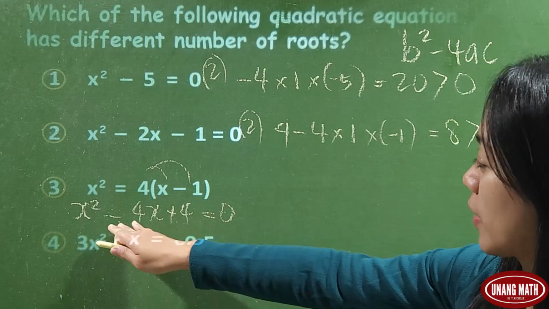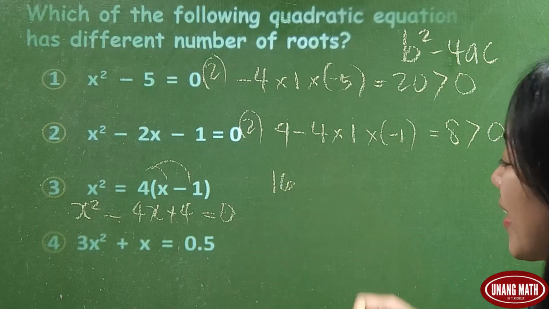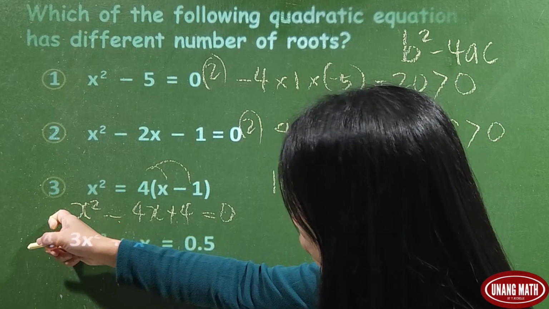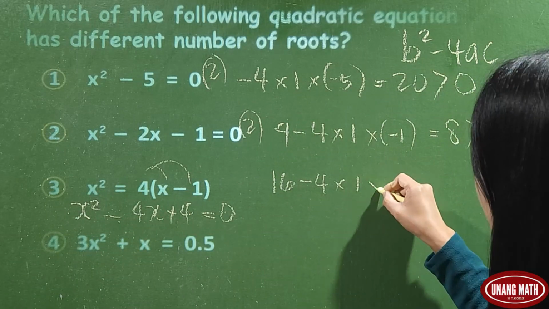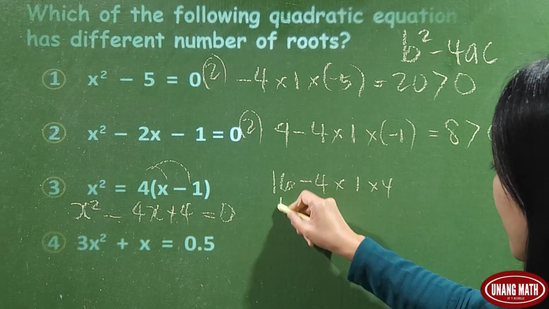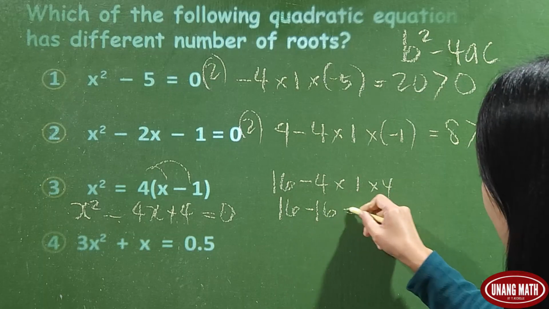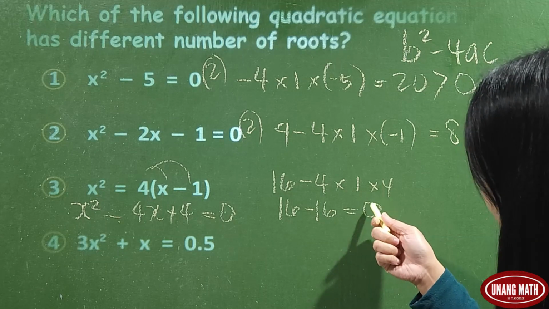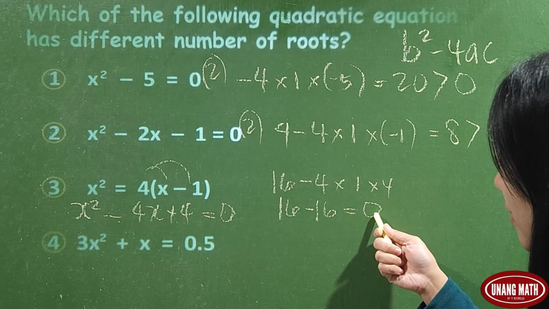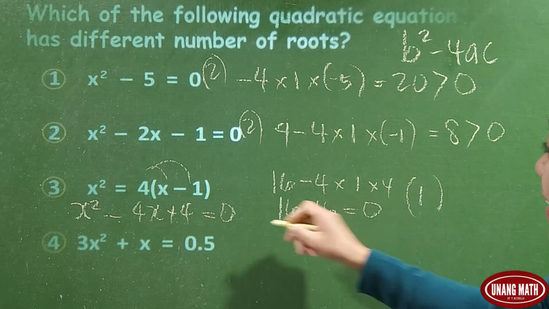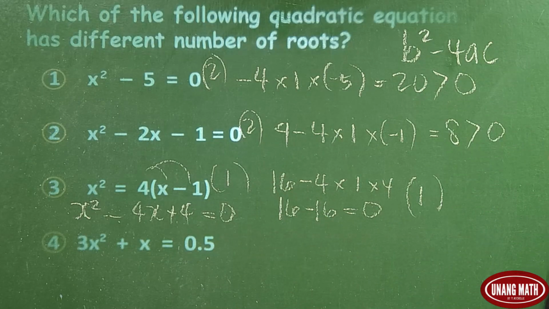So B squared, negative 4 squared, is 16. So 16 minus 4 times 1 times 4. Negative 4 times 1 times 4 is negative 16. So 16 minus 16 is 0. So if this is 0, then it means that this quadratic equation has one repeated root.